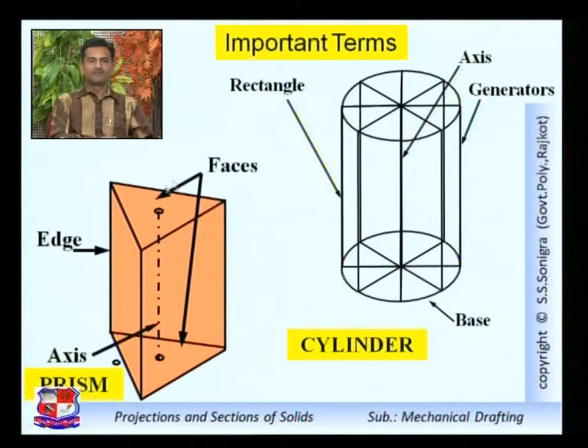For this prism, these are the terms which are useful. This is called edge. This is axis, upper face, lower face. For cylinder, base, rectangle, axis, and generators.